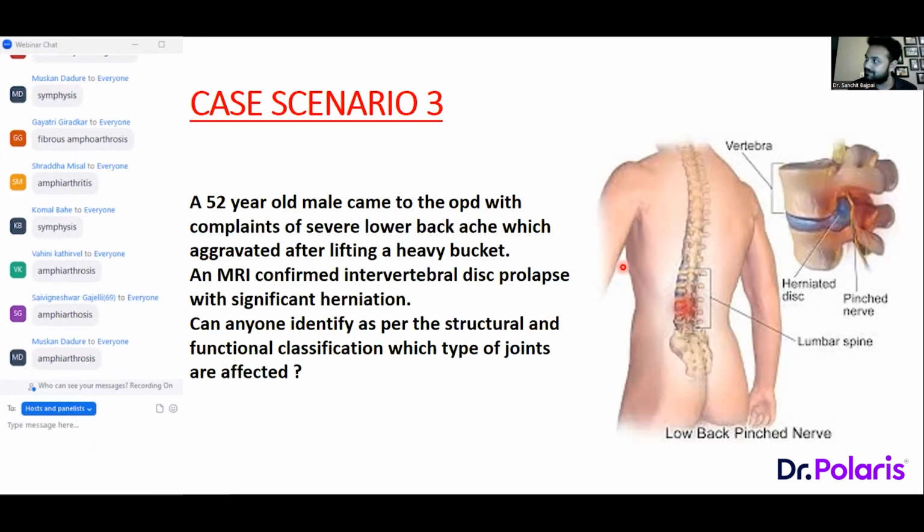Sir, primary is immovable. Secondary is slightly movable. And primary are temporary joints. Secondary are permanent joints. Great, great. And why are primary temporary? The hyaline cartilage ossifies and converts into bone. Great, great, great. So I'm very happy. And 100 points to you because you've answered each and everything correctly.